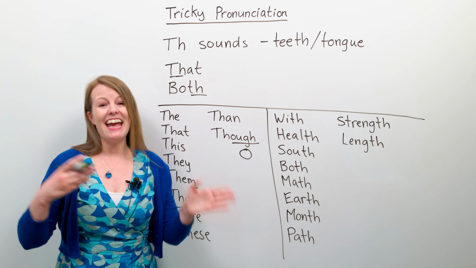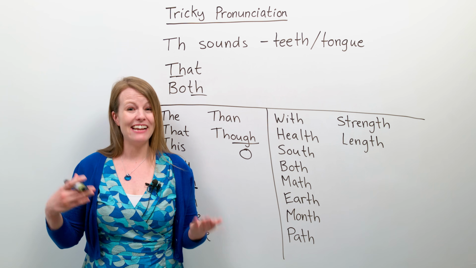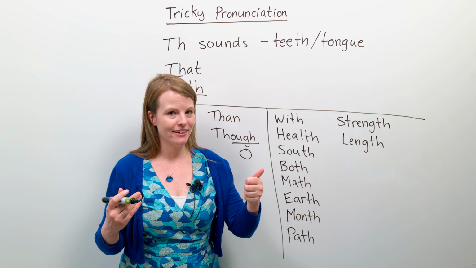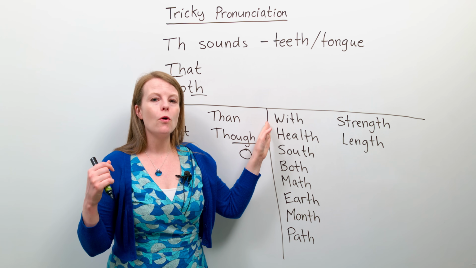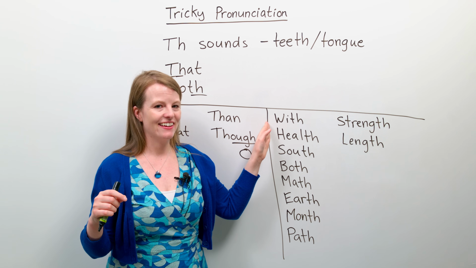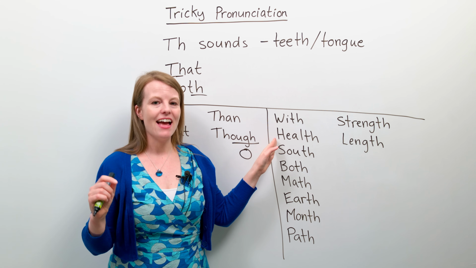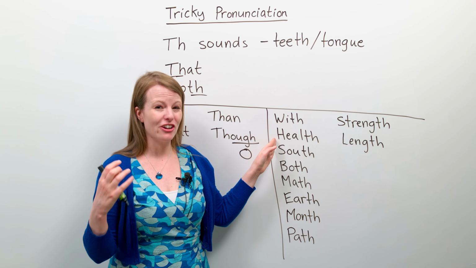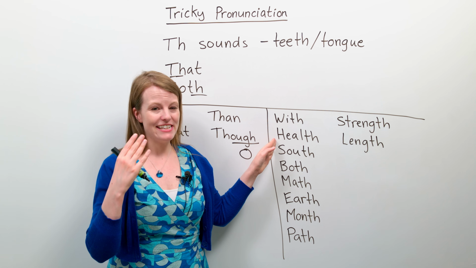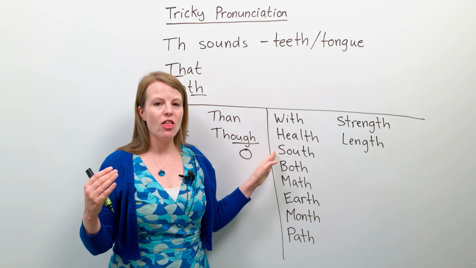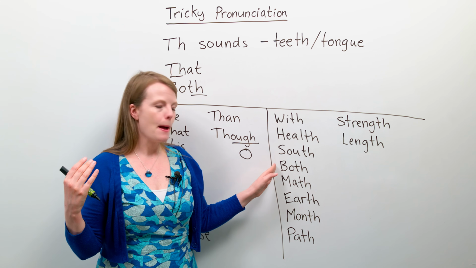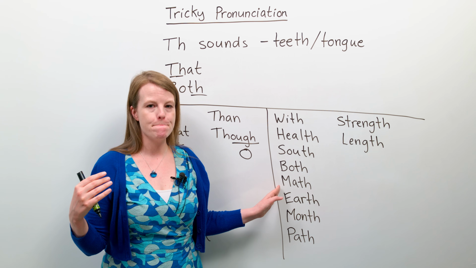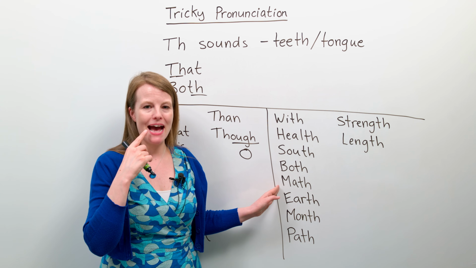All right, well, let's look at TH at the end of words. What are the most common words that have TH at the end? And this might be difficult for a lot of you, so try your best, go slow, use a mirror, and let's get started. With. Health. And again, this TH is a very breathy, air sounding TH. There's not a lot of sound to it, but our lips and our teeth and our tongue are in the same position. South. Both. Math. So we got that two lip sound. Math.